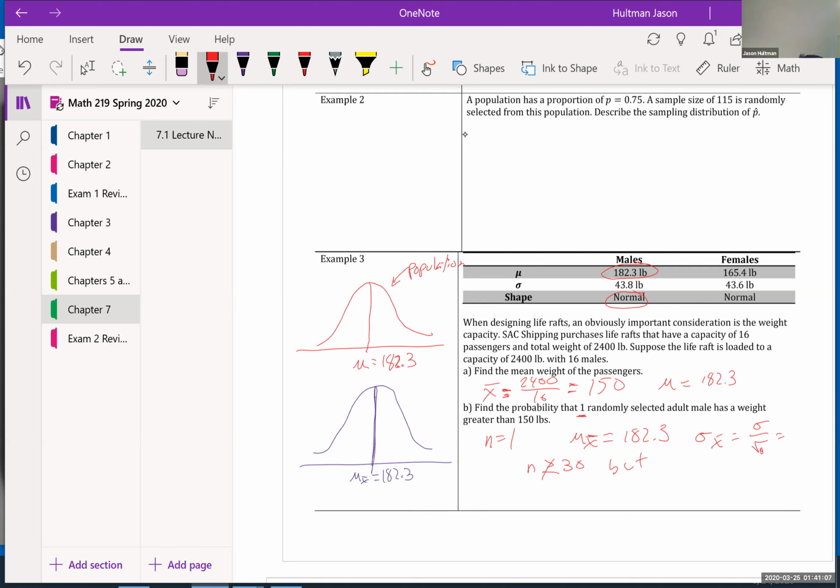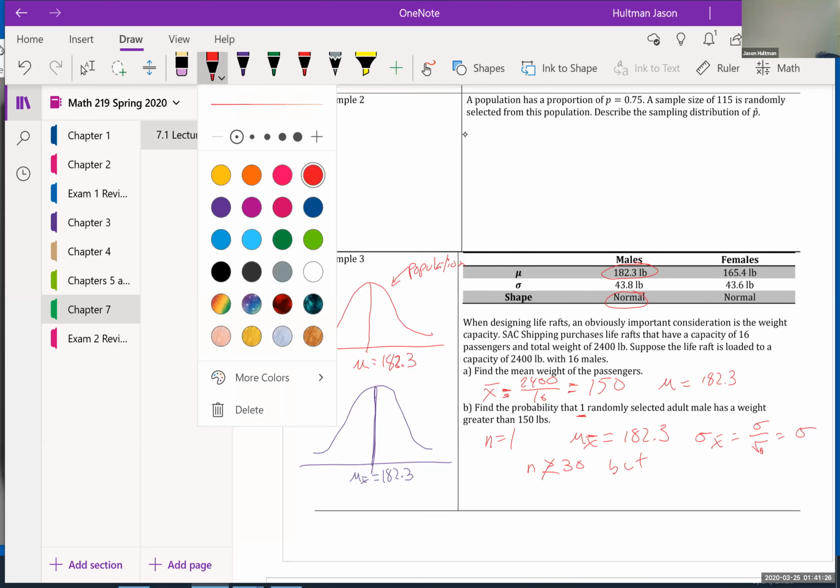Okay, and so that's just going to be sigma. So they're basically going to be the same distribution because why? Because what am I doing here? I'm taking samples of size 1. Well, how does that make sense that these are the exact same?